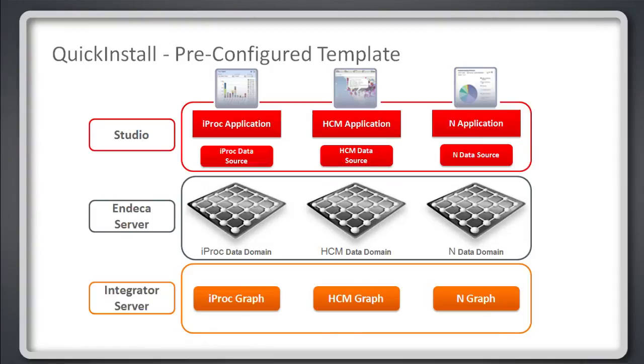This is what the quick install looks like. This is a pre-configured template, as I mentioned. We have Studio, we have the Endeca Server, and we have the Integrator. It comes with artifacts for EBS. It has all the investment we made from the EBS Endeca tier perspective. It has all the custom components, or the EBS components, we built. It has a lot of stuff there. That's what you will get, pre-packaged for the quick installation.